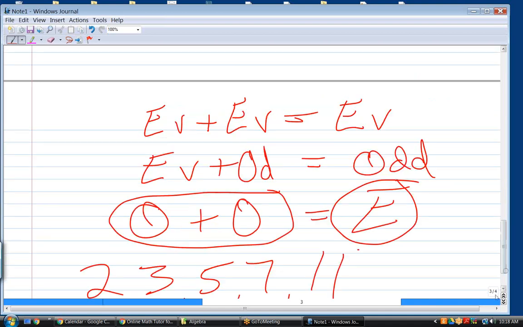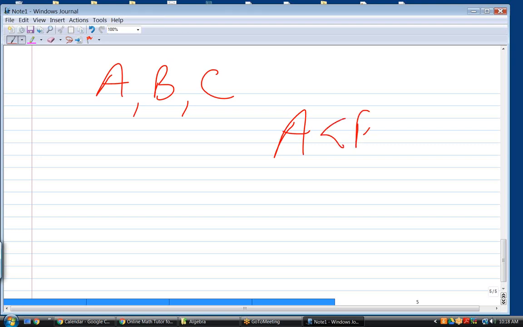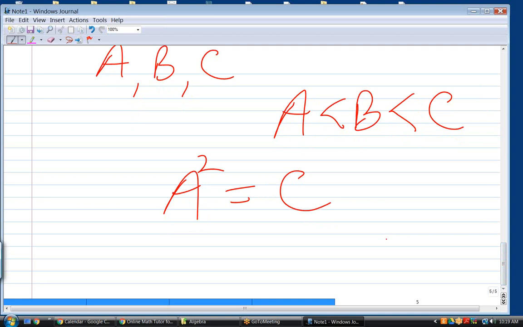Okay, let's remember what we're talking about here is kind of number theory, and that might be something that you're not that familiar with. A, B, and C are consecutive. A is less than B, which is less than C. If A squared is equal to C, which of the following could be a value of A? Could A be minus 1? True or false?